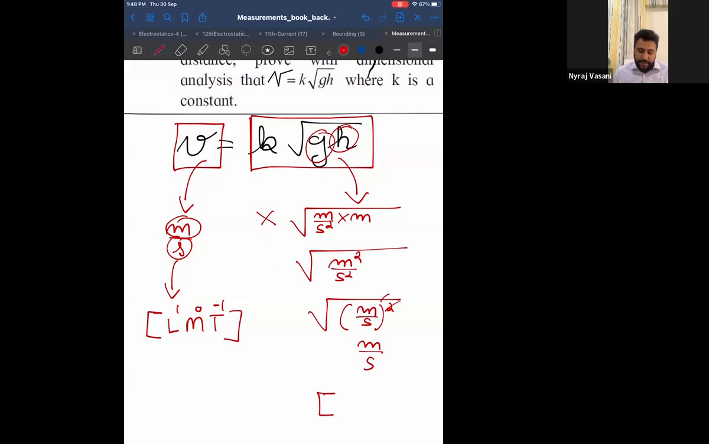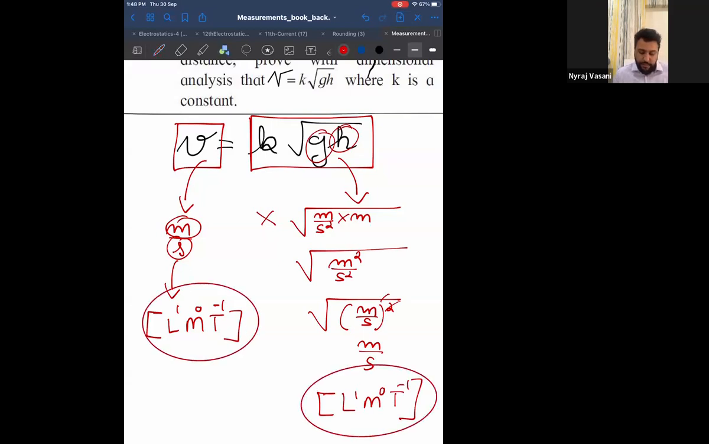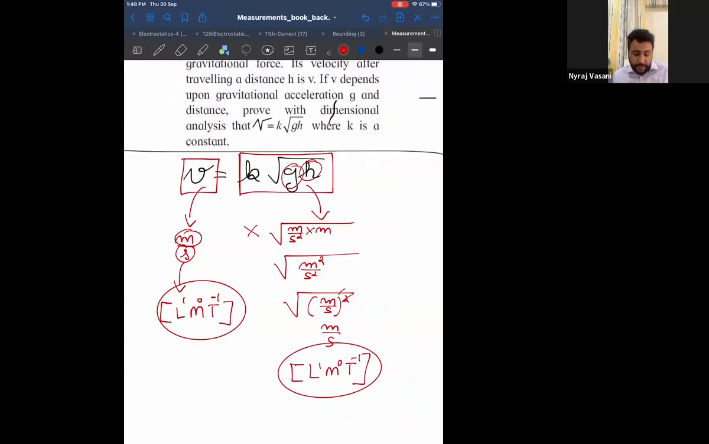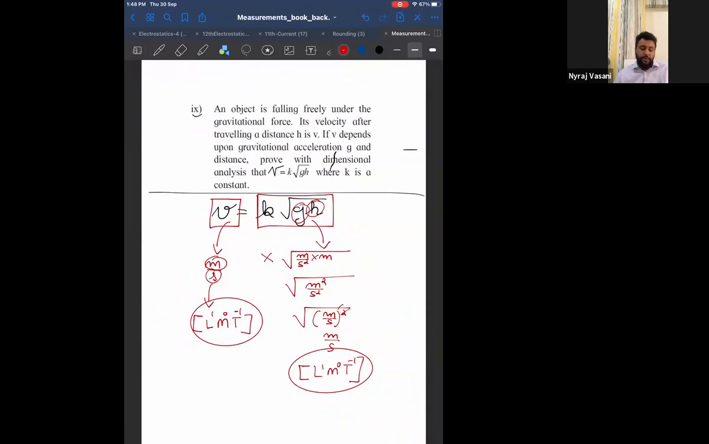Therefore, what is the dimension? Can I say L1, M0, T minus 1? Therefore, can I say the dimension is same for both? L1 M0 T minus 1. Therefore, can I say this equation is correct? That is what they have asked us to prove. To prove using dimensional analysis that this equation is correct. I proved it. I got two dimensions. Both the dimensions are same. Therefore, can I say that this equation is dimensionally correct? Check.